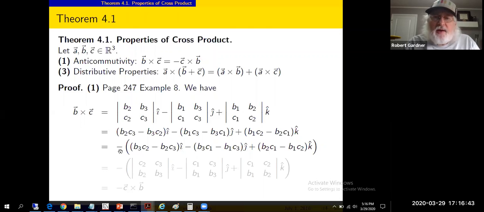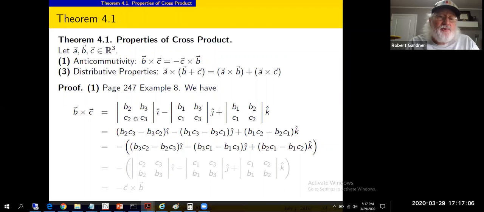Why would we want to do that? Well, remember what we're trying to show. I'm trying to get negative something or other. Well, if it's true, what's left ought to be the something or other. And look at this, you got B3C2 minus B2C3. Well, that sounds similar to what we've dealt with before.